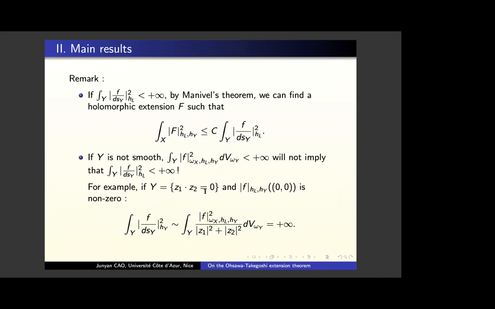In fact, there is one example. For example, Y is the union of two components which intersect transversally, and we assume that the value of f over the origin point is non-vanishing. In this case, we know that this L2 norm is in fact equivalent to the integral of this term. If the integral of this term is finite, it could not imply that this integral is finite, because here we have a singular weight.